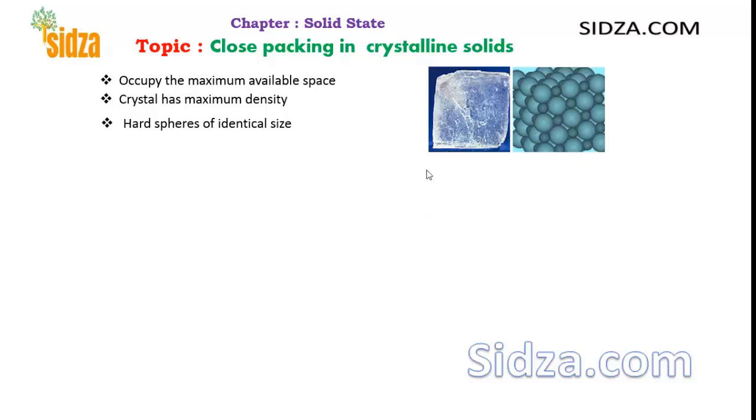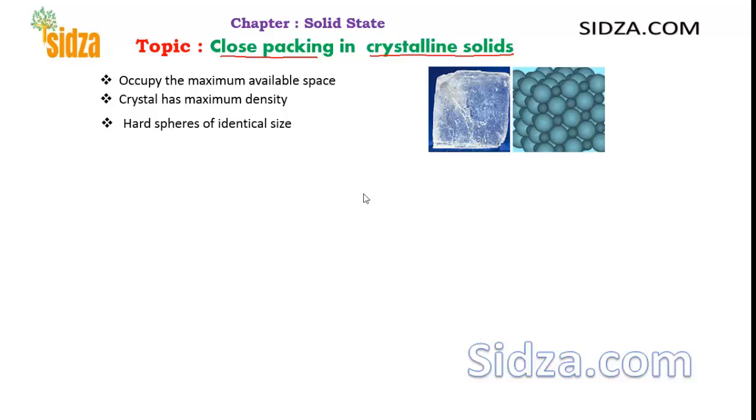Now in this video we will learn about close packing in crystalline solids. As we know, crystalline solids generally have a very high density because the constituent particles of the crystalline solids are very closely packed together and a very small amount of space is left empty in between atoms. Okay, so in a crystalline solid, atoms are closely packed. That's why they have a maximum density.